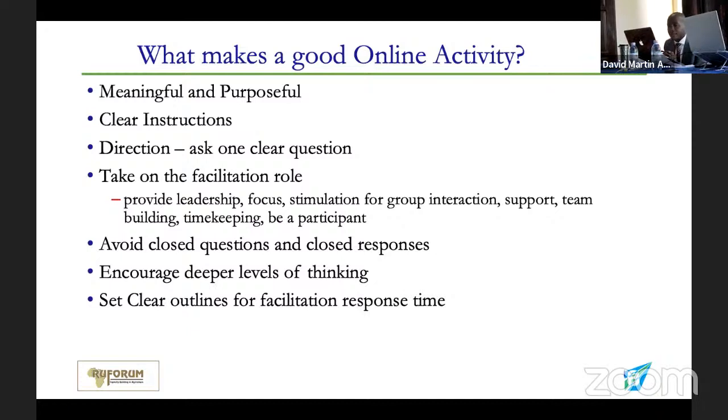The focus, you need to be able to provide that stimulation for the group interaction. You need to be there to support, to encourage team building. You need to keep tying yourself as a facilitator, as an instructor, as an advisor, as a presenter. You need to be a participant.